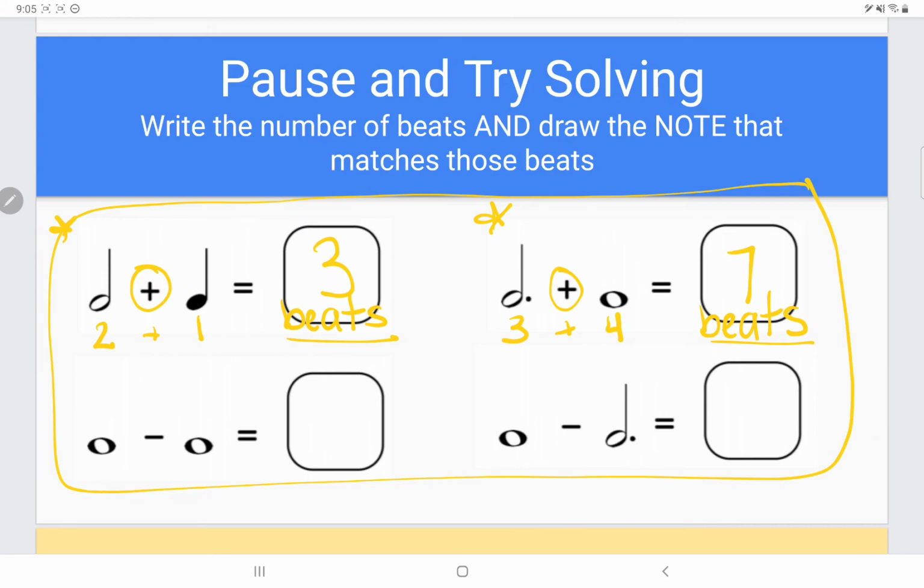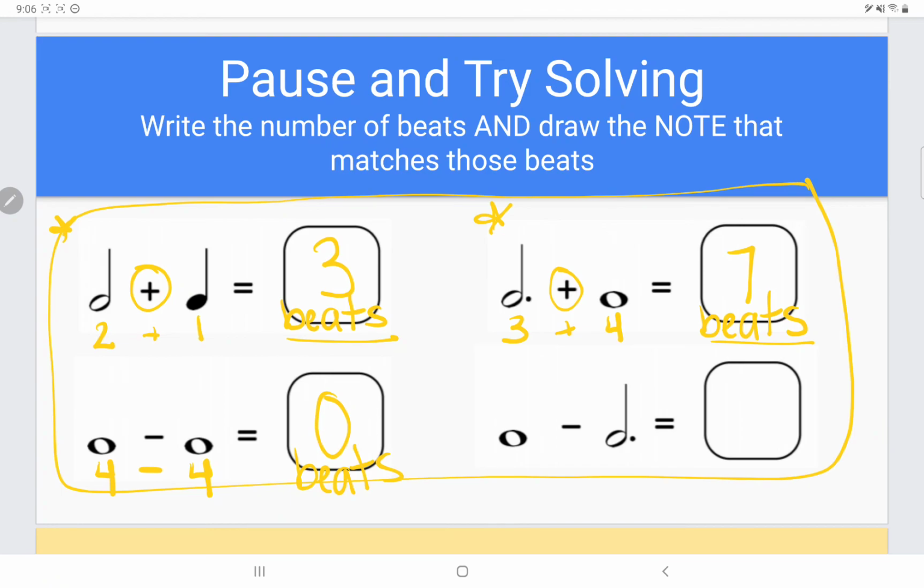So here we have 4 beats because this is a whole note, and we are subtracting another whole note. So we're subtracting another 4 beats. So what are we left with? Well, we're left with 0 beats. We don't have anything left. So we're left with 0 beats there. It kind of looks like they're all whole notes all sitting together.